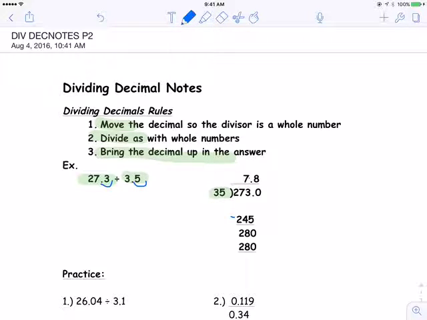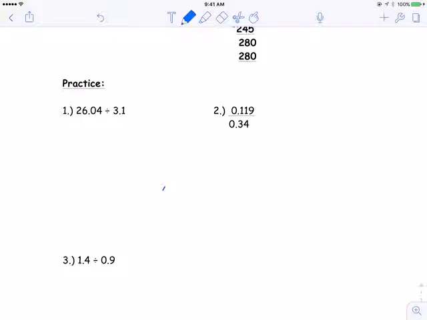Now that was kind of quick, so let's do one together. If I have 26 and 4 tenths divided by 3.1, 26.4 is the number inside. 3.1 is our divisor, our number outside. We want to move the decimal over one place, so the divisor is a whole number. Move the decimal over one place here. You can wait till the last, or you can go ahead and bring the decimal up. It's up to you. I kind of like to bring it up so I know where it goes.